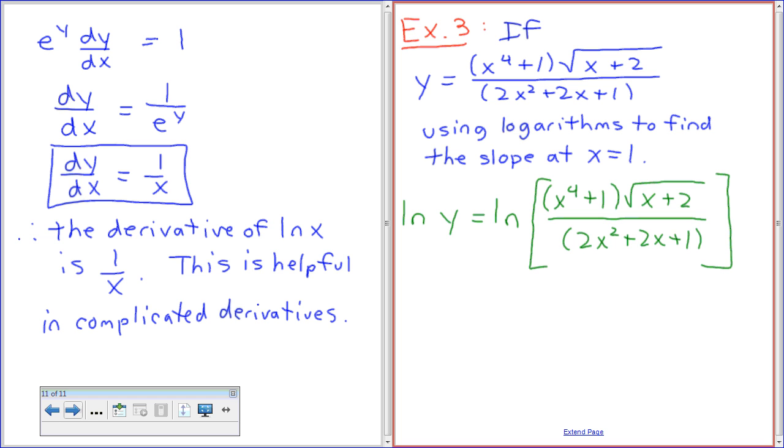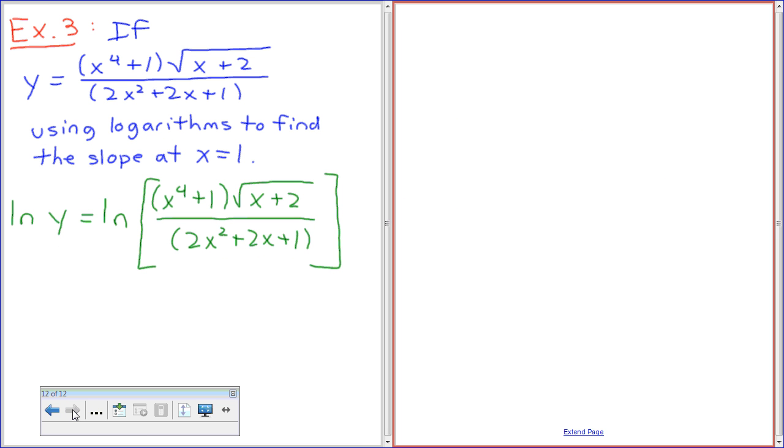So Hannah, these two things are going to be added because they're in the numerator, and that's going to be subtracted because it's in the denominator. Okay? So I'm going to change this to ln y equals ln of x to the 4 plus 1, plus ln of x plus 2 to the 1/2, minus... I'm running out of room. I'm going to go to two boards here in a sec, okay?